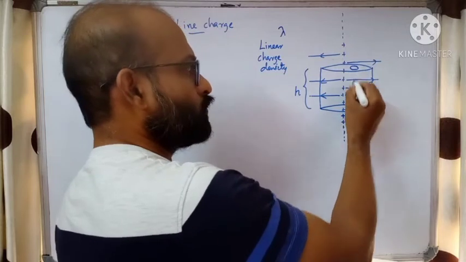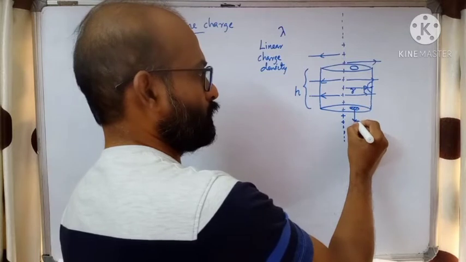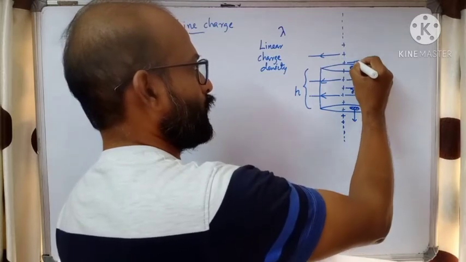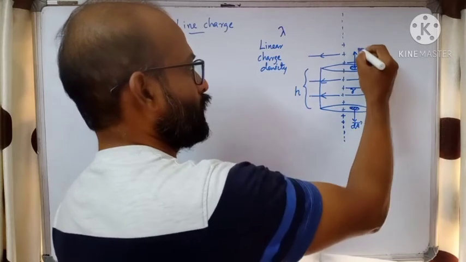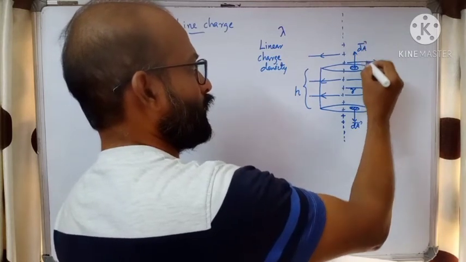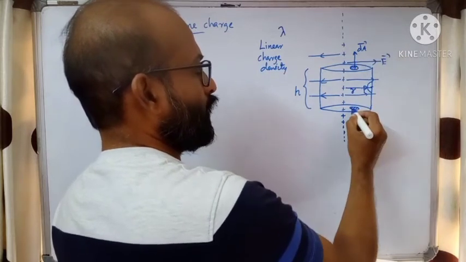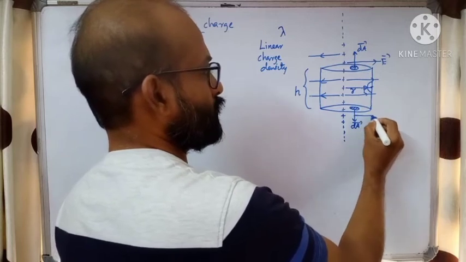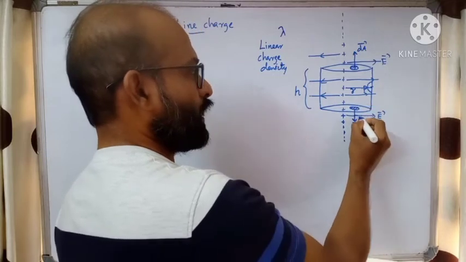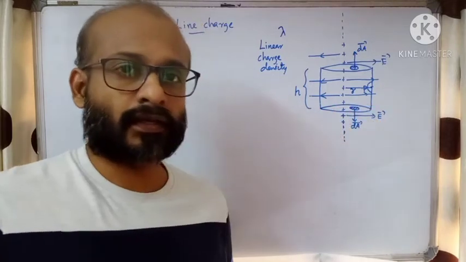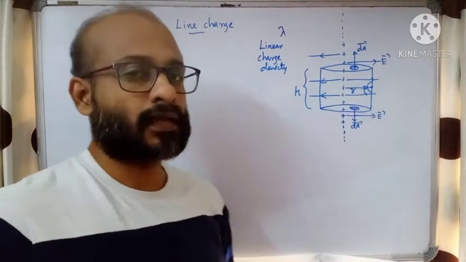In these two flat faces, the area vector is perpendicular to the area. So this is vector dA, and this is also vector dA. But we know that the electric field here is in this direction, the direction of the electric field due to the line charge. So what is the angle between them? The angle between the area vector and the electric field direction at these two flat faces is 90 degrees.